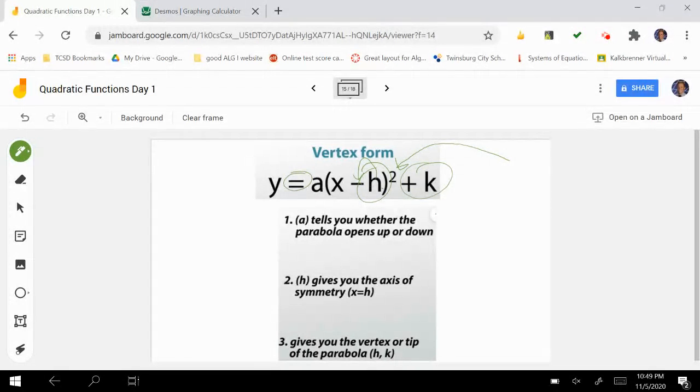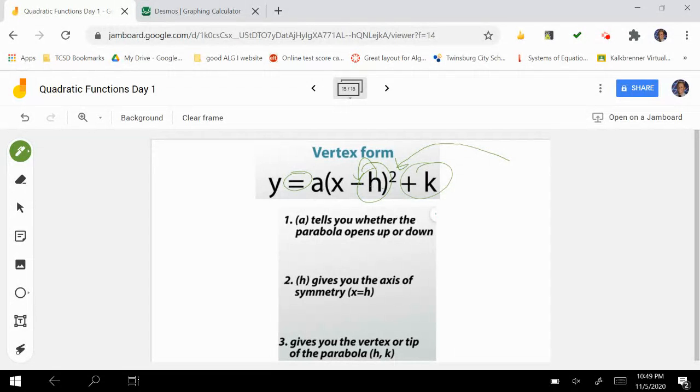Sorry. a tells you whether it opens up or down. So if this is positive, it's going to go up. If it's negative, it's going to go down, which also tells you if it's a maximum or minimum. Because remember, if it points up, it's a minimum. If it points down, it's a maximum. So it's kind of backwards from what we normally think.